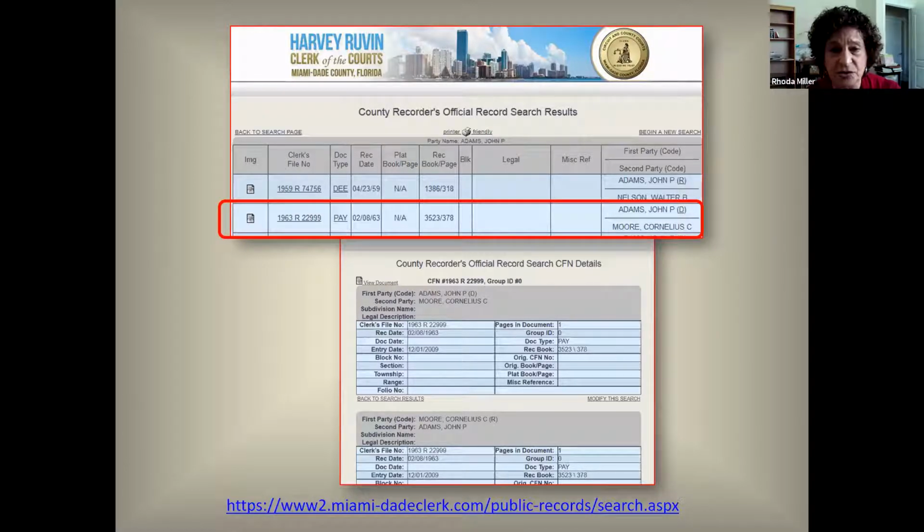You can find deeds, you can find probate records. Some things are personal and not publicly available, but there's a lot that's publicly available that can help you to do further research. And we knew that his lawyer was Cornelius Moore. That was in the divorce article. So I knew that I had the right person here.